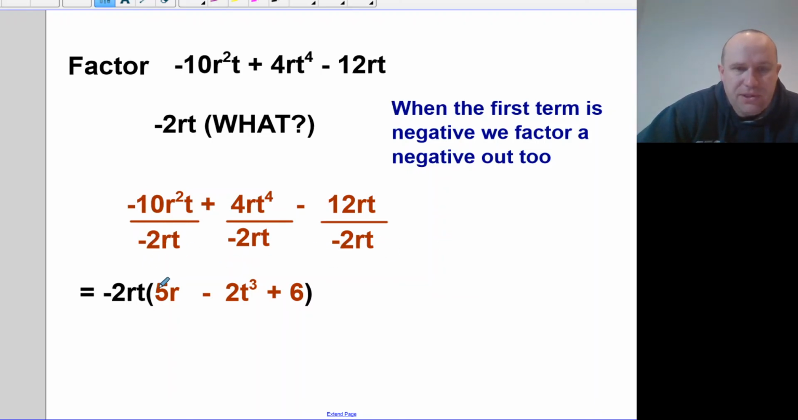-10 divided by -2 is 5. Subtract the exponents. 2 take away 1 is 1. Oh, T's are the same, so they cancel. 4 divided by -2 is -2. R's are the same, so that will cancel. And then 4 take away 1 will give me 3. -12 divided by -2 is +6. I have an R on both, and I have a T on both, so they cancel.